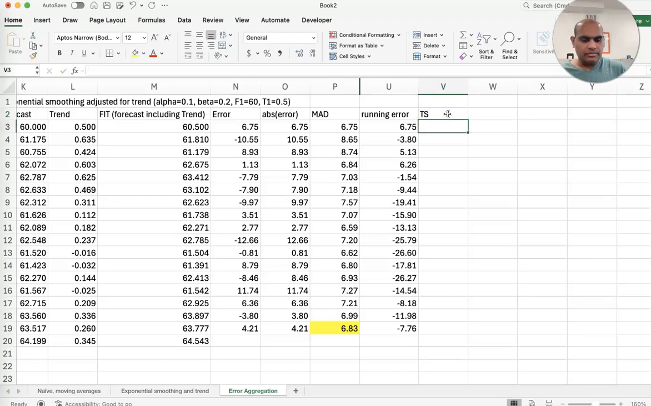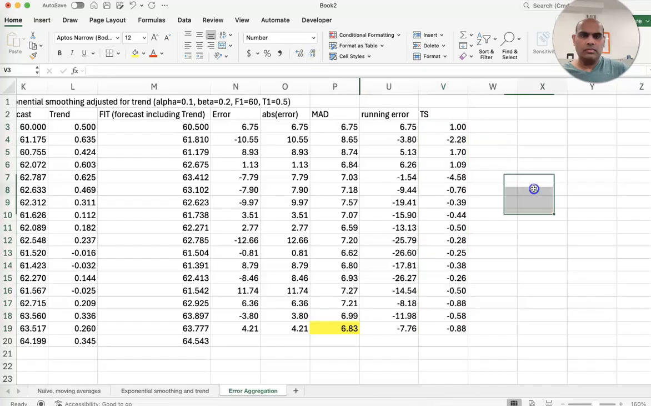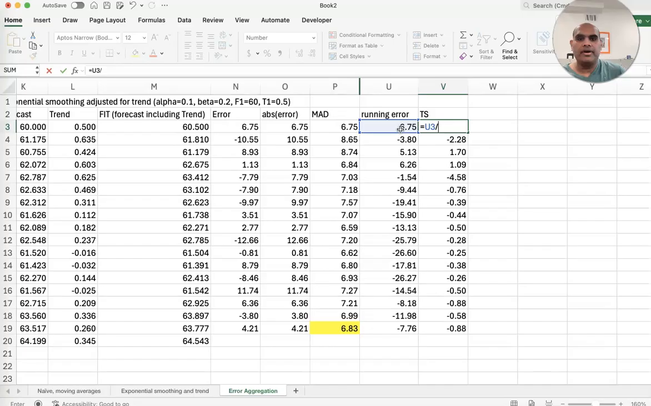The tracking signal is, if I remember correctly, it's MAD divided by the running total of error. Again, I'm going to keep this to 2 decimal places. So it's the MAD divided by the running total of error. No, actually it's the other way around. I'm sorry, I messed up. So this should be the running error divided by the MAD. Yes, right. Sorry, it's the running error divided by the MAD.